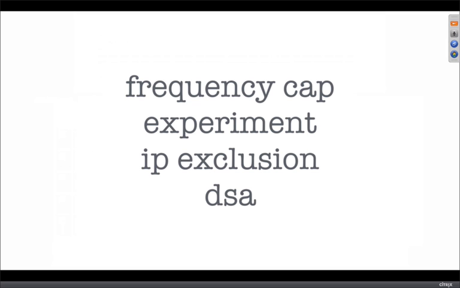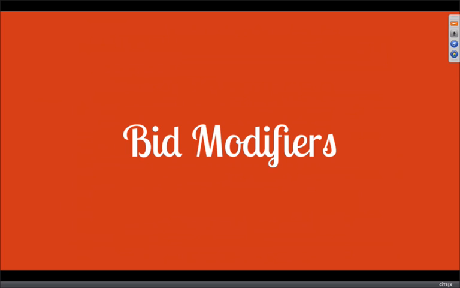IP exclusion. I've seen maybe 1% of AdWords advertisers use that. If you want to stop ads showing to a particular IP address, you can do so. Know that the option's there. You'll probably never use it. And DSA, that's where you go to set the website or the group of pages that you want to show your DSA ads to.